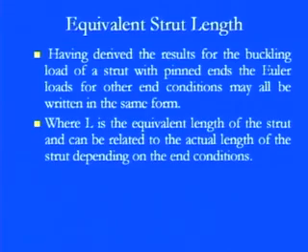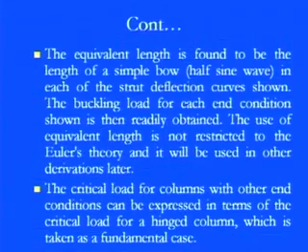That means if the pin ends are there and the other end is of any situation, maybe pin joint, maybe fixed joint, maybe free also, what will be the equivalent strut length through which we can calculate the crippling load? It absolutely depends on what the end conditions are on the other side. The equivalent length is found to be like the length of a simple bow, half of the sine wave, in the first condition where the strut deflection is one curve. That means the first mode of deflection in the strut, where only one sine wave curve is there.